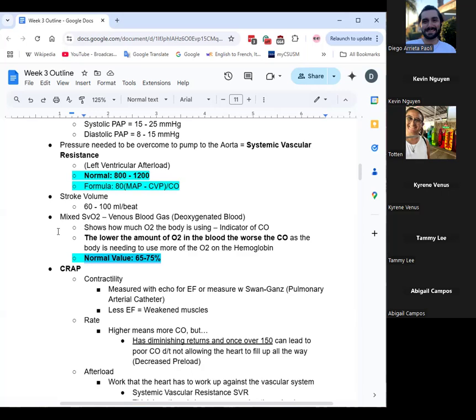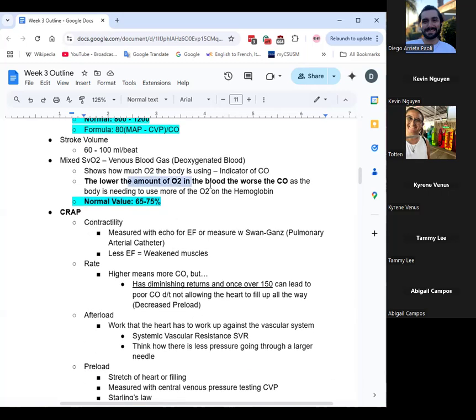It's just a nice little extra information for those that are interested. And the lower the amount of O2 that's in the blood, the worse the cardiac output, because that means your body is using up more of its reserves, essentially. So if this number is less than 65 to 75%, the cardiac output is essentially worse.